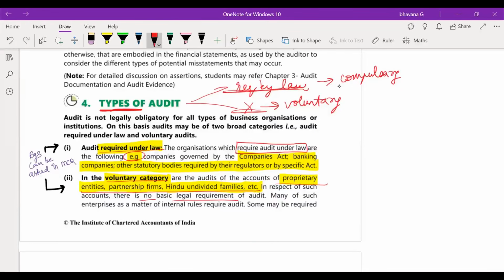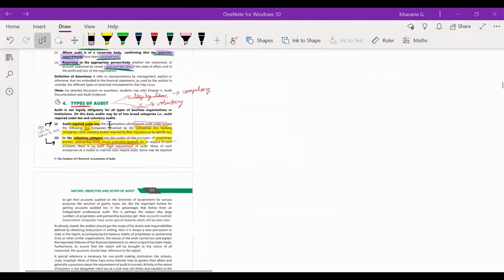They will ask you, see, there is a Hindu undivided family. Is it compulsory for the Hindu undivided family to audit or not? They may ask. Hindu undivided family comes under the voluntary category. So the answer is that it is not compulsory for them to do the audit. It is voluntary. So like this, they may ask you a few questions. So the examples alone, you have to study here. Okay. So now we have read types of audit.